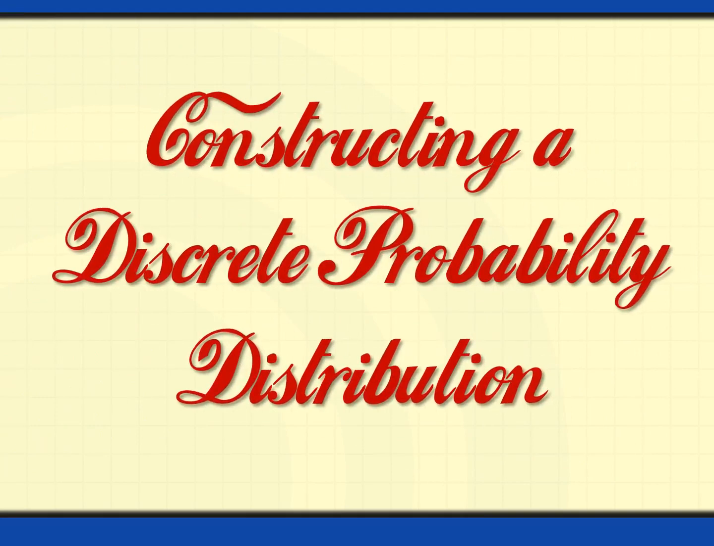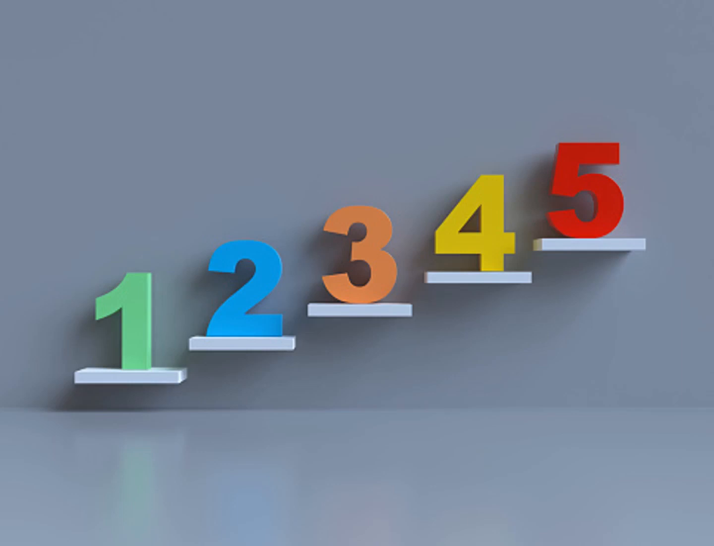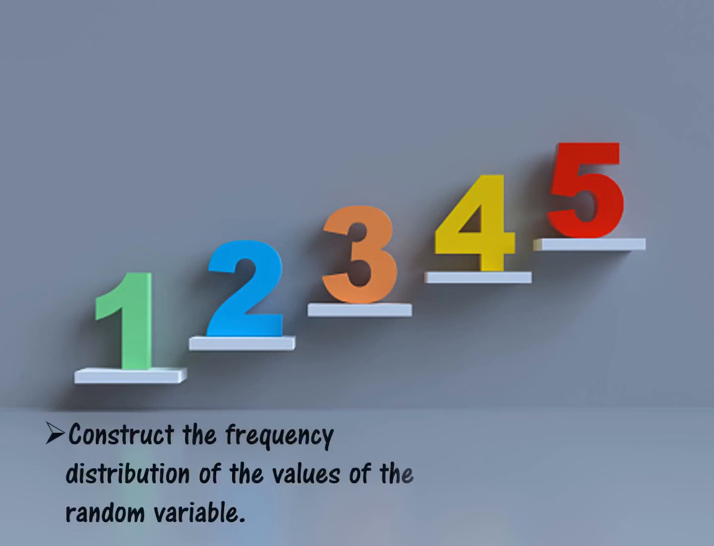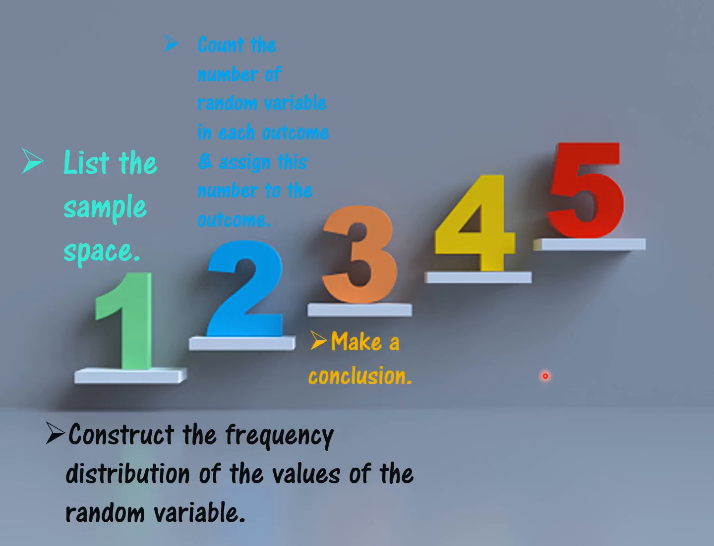Now that you know how to find the possible values of a random variable, we can now construct a discrete probability distribution. There are actually 5 steps in constructing a discrete probability distribution. So we have, first, construct the frequency distribution of the values of the random variable. Actually, this one covers the first 3 steps that we did in the previous example. What are those first 3 steps? So we list down the sample space, we count the number of the random variable, and we make a conclusion. So this step summarizes the first 3 steps.